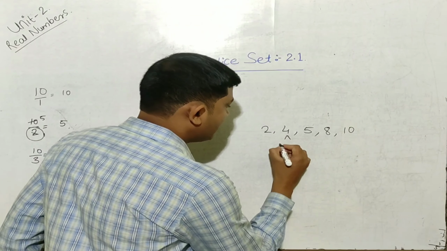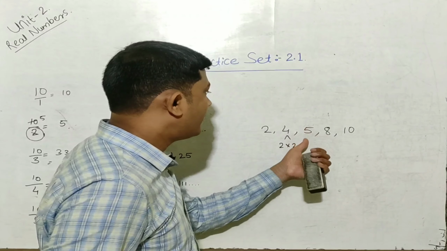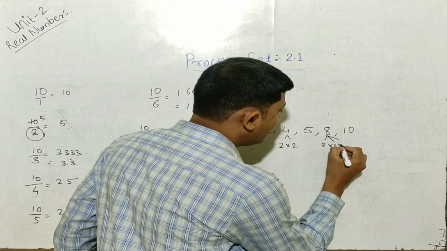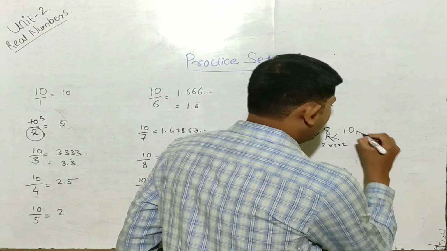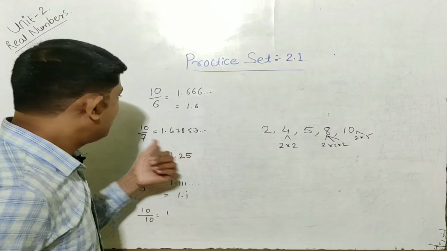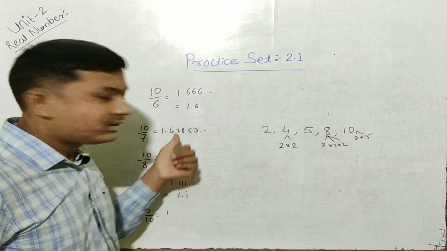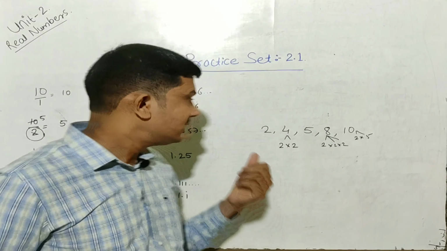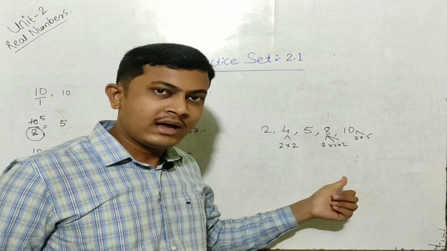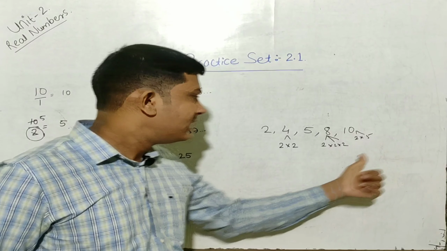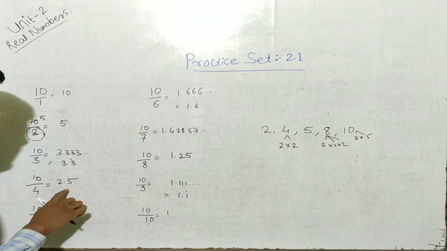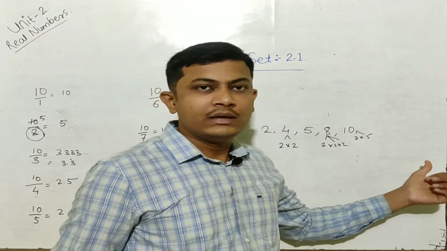Simply, 2 can be written as 2 into 1, 5 can be written as 5 into 1, again 8 can be written as 2 into 2 into 2. Here 10 can be written as 2 into 5. Means simply what we have to observe is, if the prime factors of the denominator are in terms of 2 or 5 or both 2 and 5, then we get the decimal expansion of the rational number as a terminating one. Otherwise it will be non-terminating recurring.